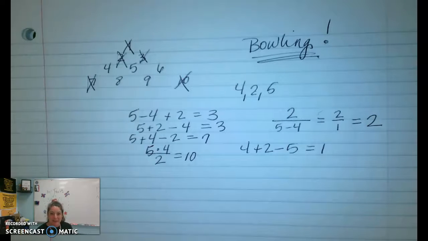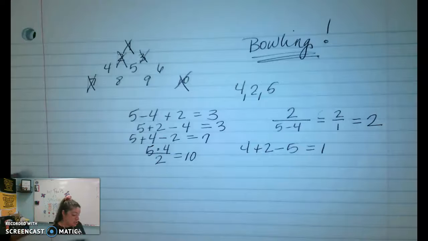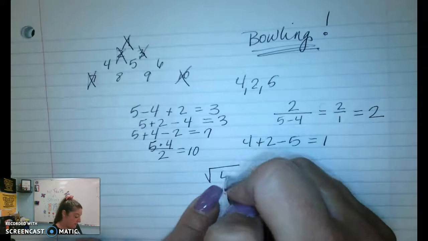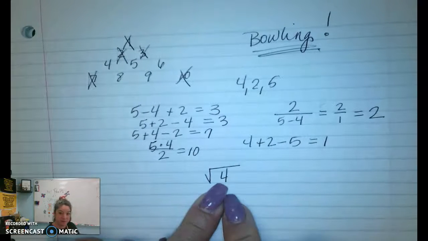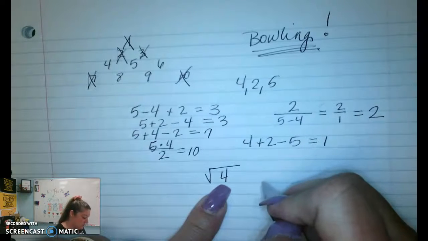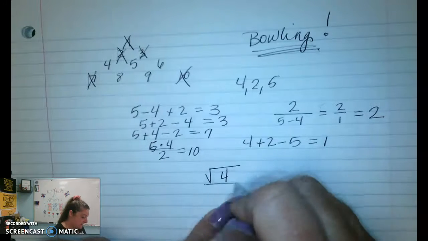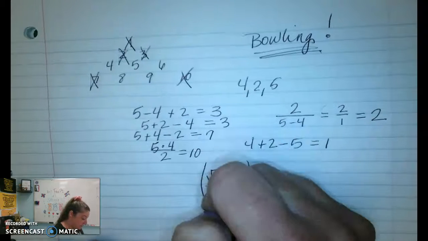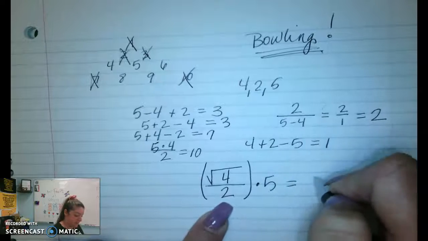What else can we do? Ooh, I know something that I didn't tell you that you could do. And I forgot, okay? So remember, you're going to add, subtract, multiply, and divide. But here's the other kicker. You can also add in a square root symbol. So if I added in the square root of 4, see how I used my 4? The square root of 4 is 2, right? So the square root of 4 is 2. What if I divided that by 2, that gives me 1, and then I multiply that by 5, I get 5.